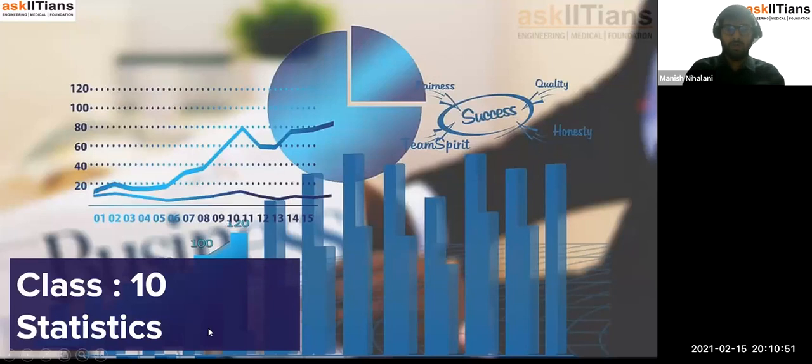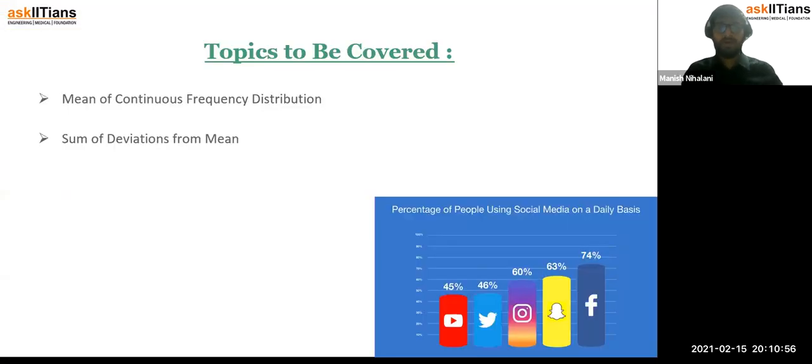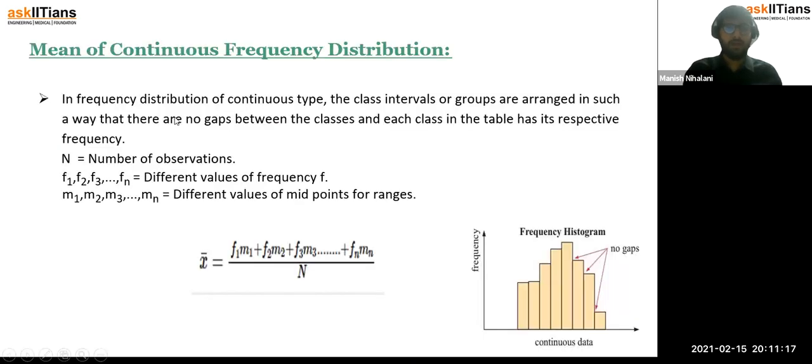So today we would be talking about mean of continuous frequency distribution. We would be continuing that, and we would also be talking about a new thing, that is sum of deviations from mean. We already know what we mean by deviations. So let's quickly start. How do we calculate mean of a continuous frequency distribution?